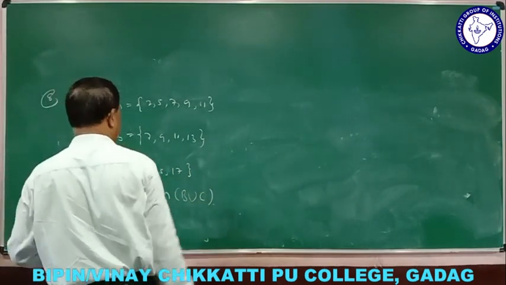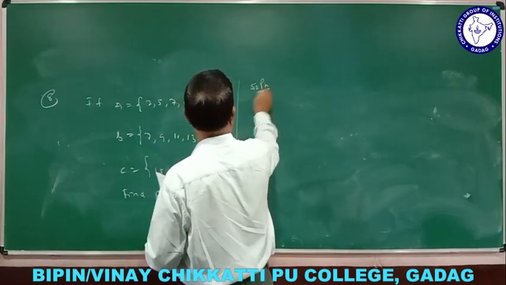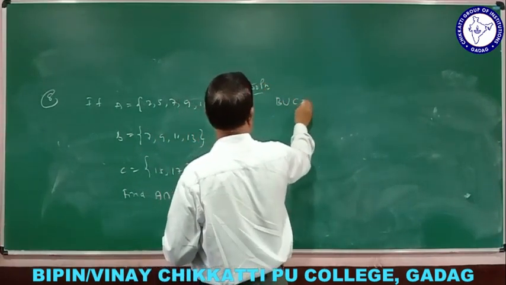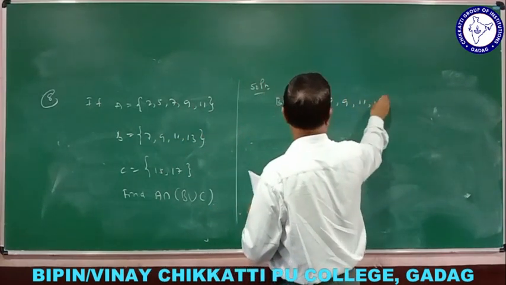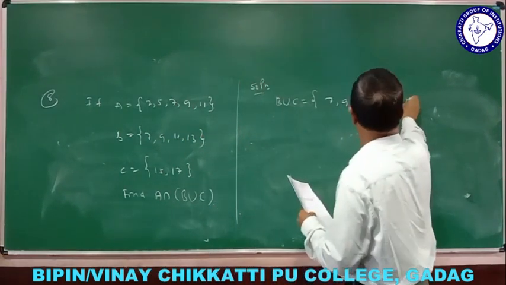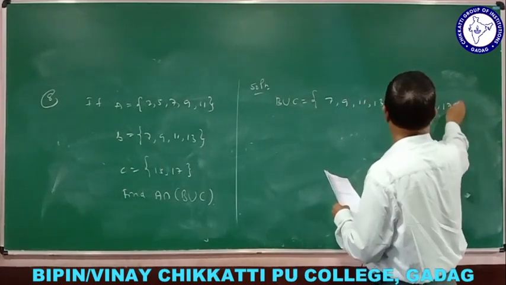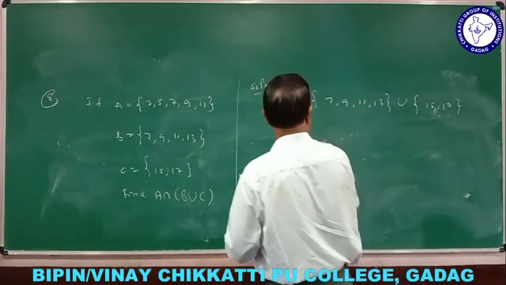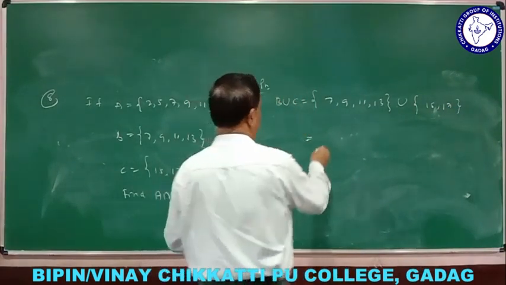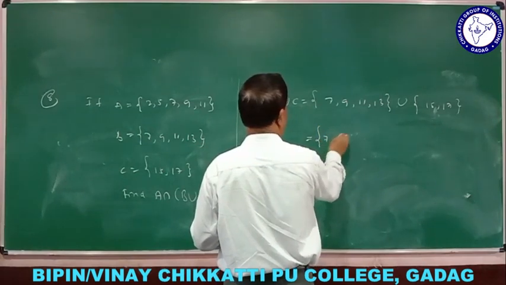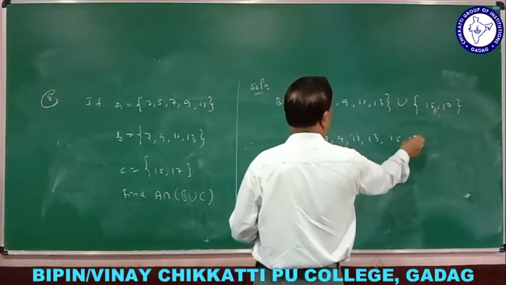This is the question. Look at this: the question first needs B union C. What is B? 7, 9, 11, 13. And union with C. C is what? 15, 17. Union means what? The elements of both the sets, repeating only once. So you see 7, 9, 11, 13, 15, 17.